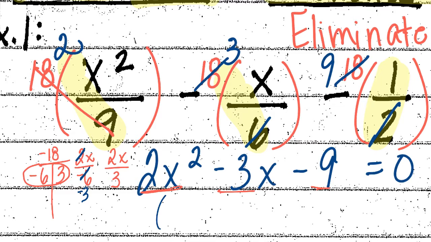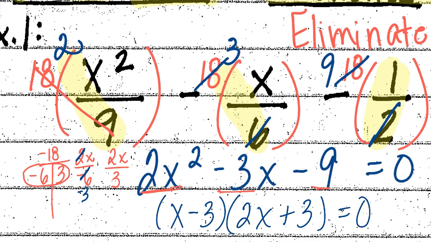And it looks like I get x minus 3 times 2x plus 3 is equal to 0. And let's just check that in our heads. X times 2x is 2x squared. Outer is 3. Inner is negative 6. That will add up to be negative 3. And last, negative 3 and positive 3 is negative 9.